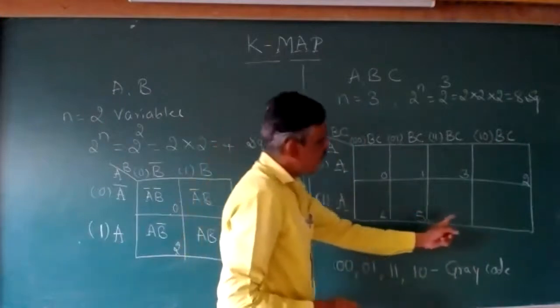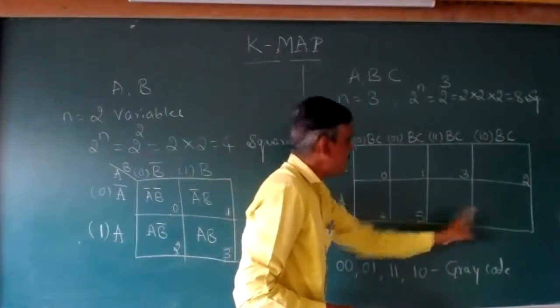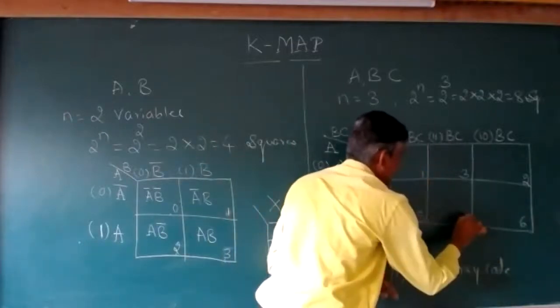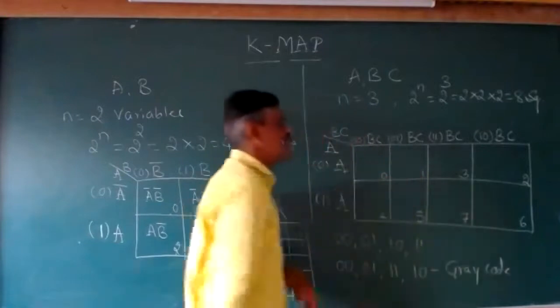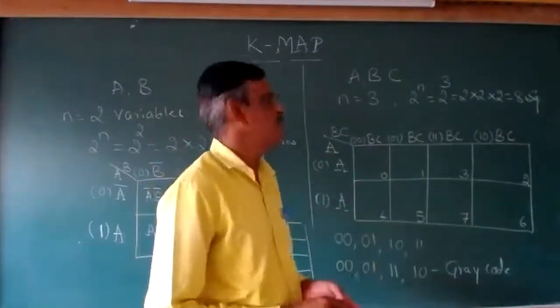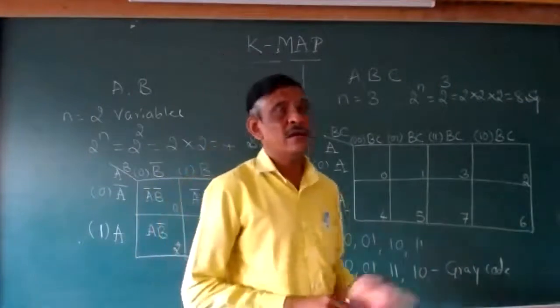So again, here is the last column, jump, and then the next one, 5, is here, this is 6, then come back and get this 7. These are the designations. Here also we are following the gray code technique.